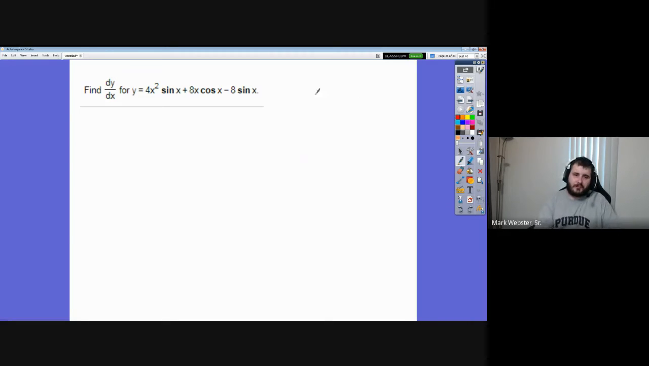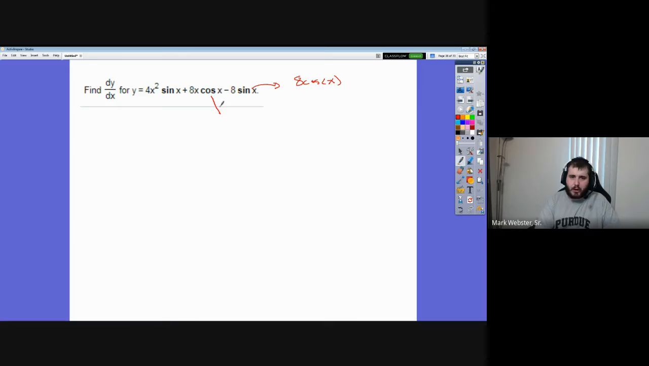All right, so once again, do each of these separately. Don't try and do it all at once. Don't let this scare you. Do each piece on its own. Do the easy one first. 8 sine x. Take the derivative. What's the derivative of sine? Cosine. 8 cosine x.